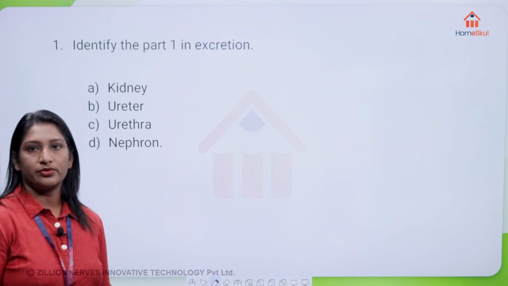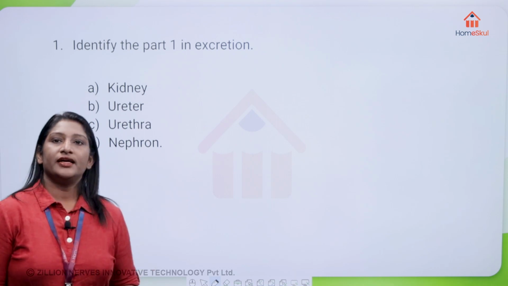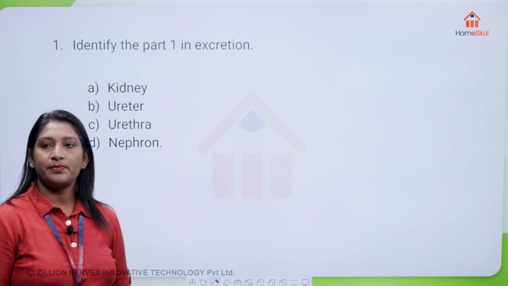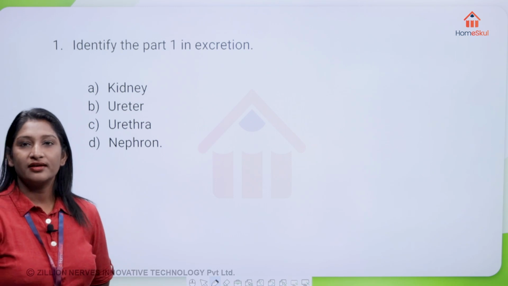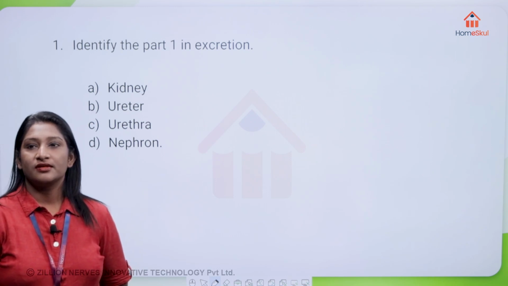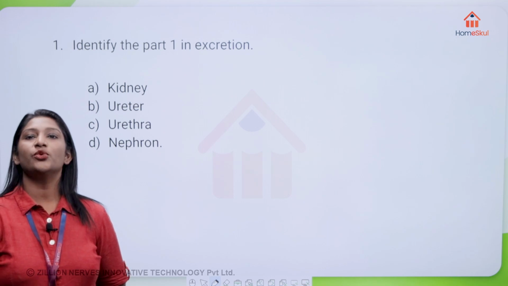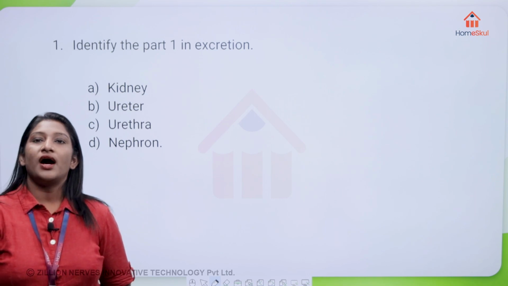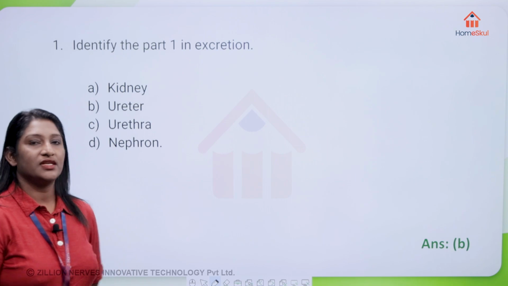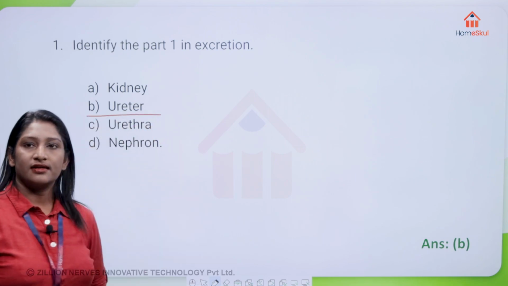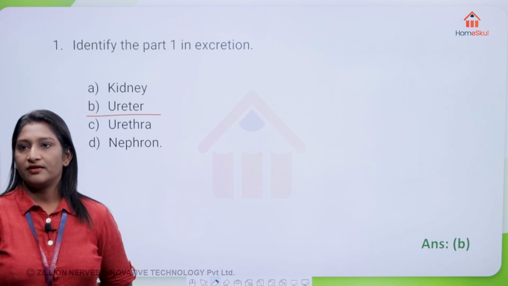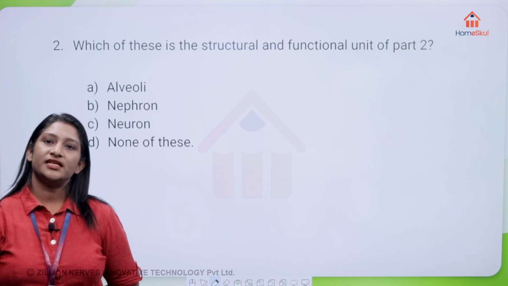Next, the first question. Identify the part one in excretion. Which is the part one? Yeah, it is ureter. Isn't it? It's not urethra, it's ureter. So the answer is option B. Ureter is the answer. It's labeled one, ureter. Very good. Okay, Vismaya, Diya, Vaiga, Leah, Tirtha.